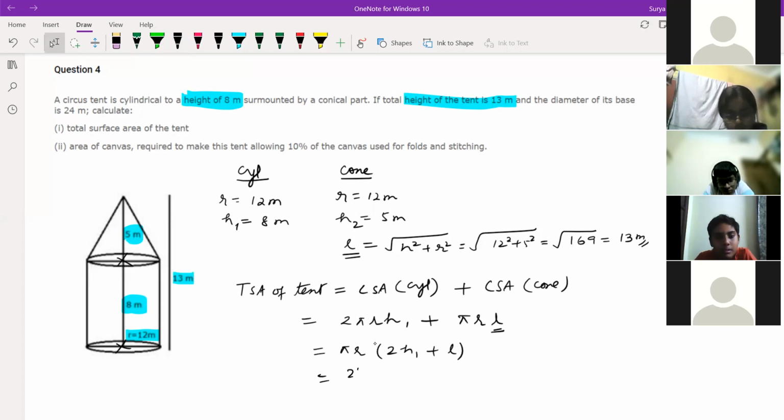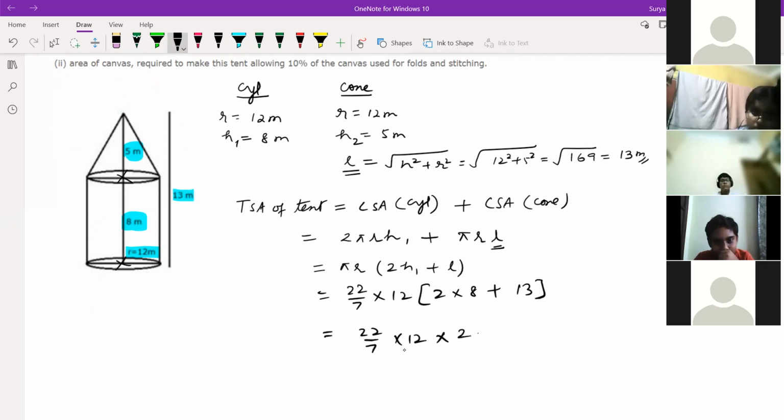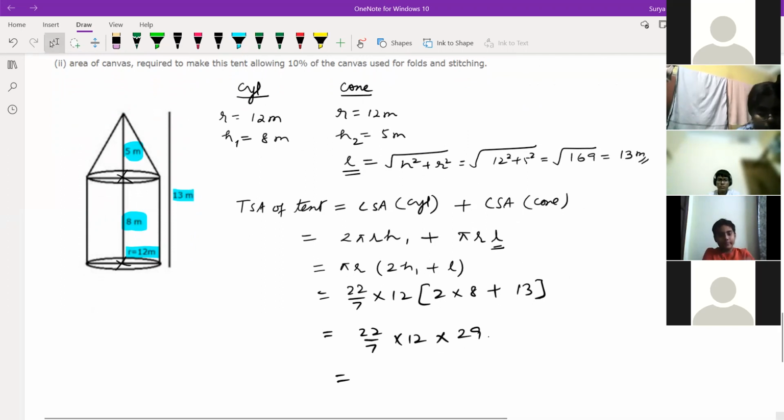2 pi, just 22 by 7, into radius. Radius is 12, into 2H1, that is 8, plus L. L is 13. So now we can write it here as 22 by 7 into 12 multiplied by 2 eights are 16, 16 plus 13, 29, right? Now we can solve and get the answer. Just solve now.